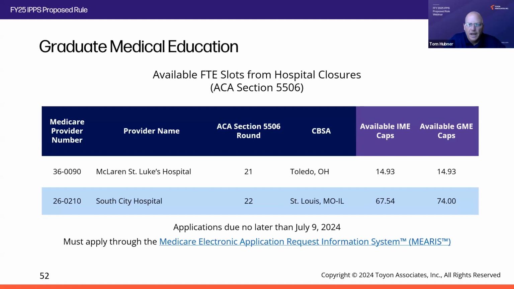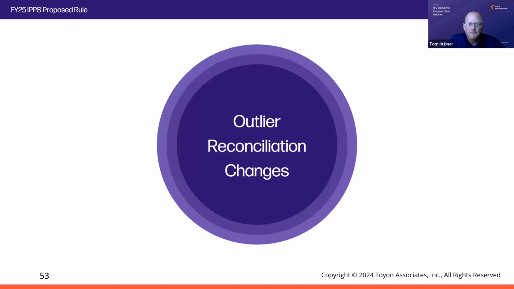the slots that are reallocated will go to the hospitals that take on the residents from the programs that close. So if there's a hospital nearby that took on the displaced residents from a closed program, and they plan on continuing that program or starting a new program to replace it, they're going to be the hospitals that will win the slots. But there is an application process, and the deadline is July 9th. So that's all I've got for you, Fred.